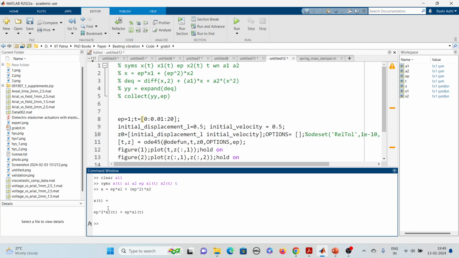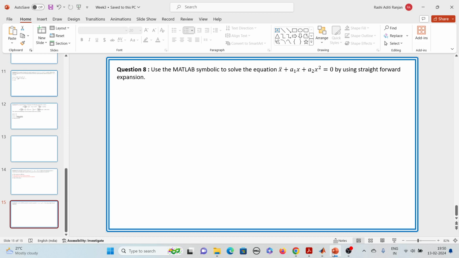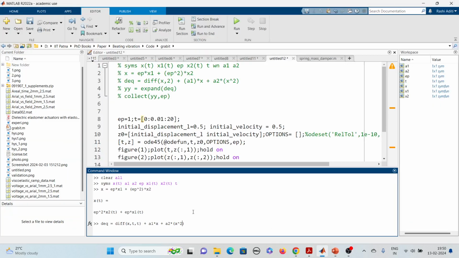Okay, now I'll write the differential equation. Write the differential equation as diff of x comma t. If you remember, it is differentiation of x twice, the differentiation of x. Then I have plus a1 into x, and then I have plus a2 into x to the power 2. This is the expression that I got in the PPT. See, x double dot plus a1 into x plus a2 into x square.